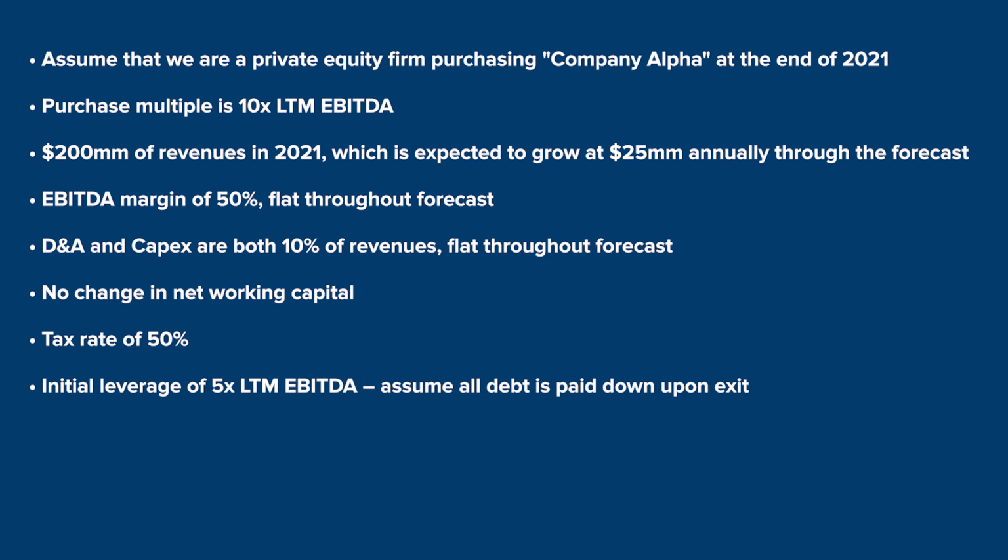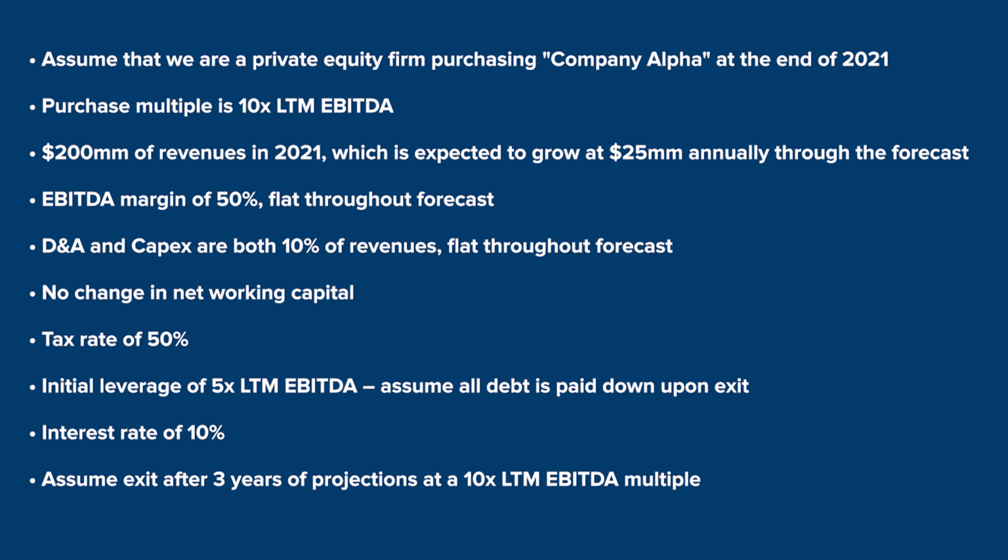The initial leverage, which is how much debt we're going to put on the business, is 5 times LTM EBITDA. We have an interest rate of 10%, which is going to be applied on the debt, and we're going to assume an exit after 3 years of projections at 10 times LTM EBITDA. And that's all the information you need to calculate the IRR and MOM of the business. So why don't you pause right here if you want to try it, and then we're going to start jumping into the answer.